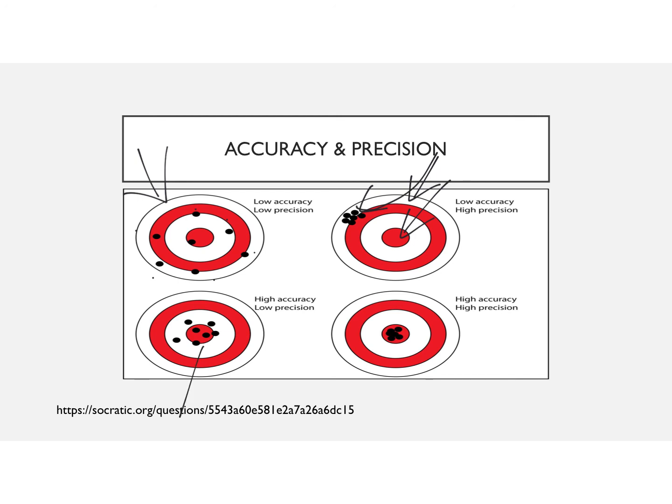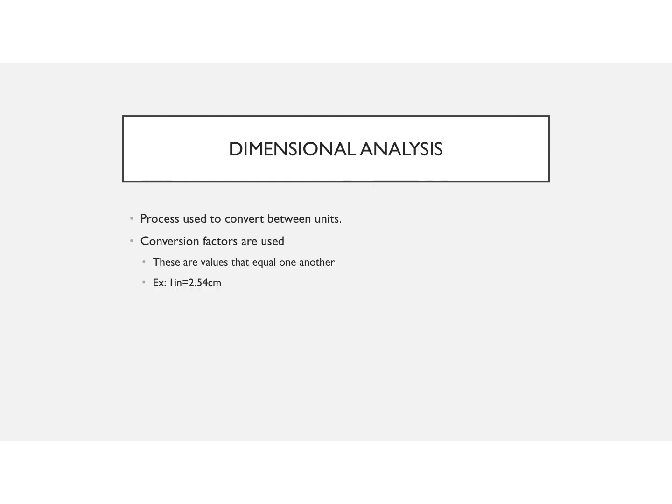Over here, these are not clustered together. They're a little more spread apart, but they're pretty close to the bullseye. So in this idea, we're high accuracy, whereas we're getting close to the bullseye, but we're low precision because we're not clustered together. And then here is our idea of a perfect game, where we have high accuracy and high precision.